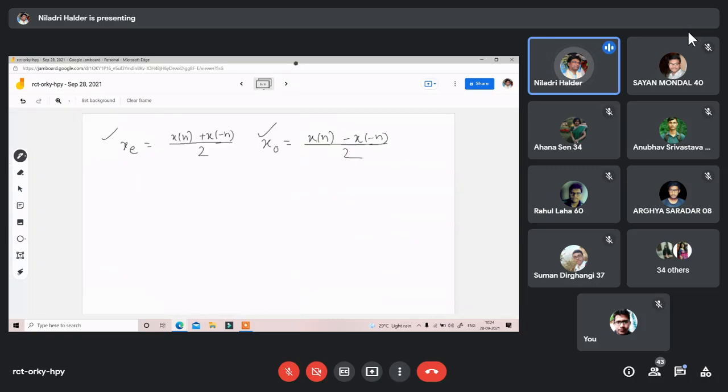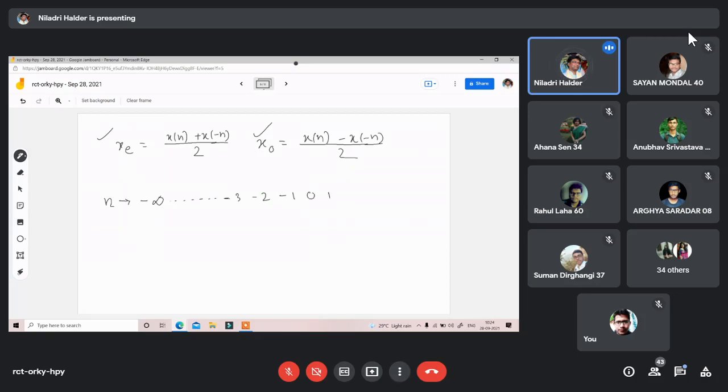You need to calculate the even part or odd part of the step signal. So for a unit step, suppose a signal varies from minus infinity, minus 3, minus 2, minus 1, 0, 1, 2, 3, up to infinity. That range you have. Now, if we consider u[n], what should be the value of u[n]?